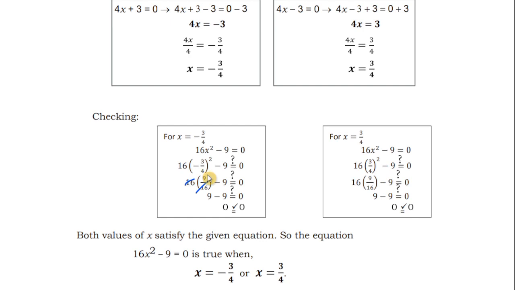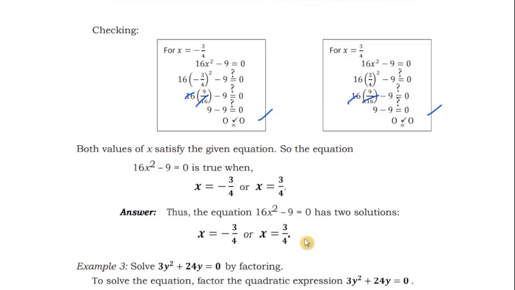Check the other x, replacing x with 3/4. So we have here 3/4 quantity squared times 16. So the square of 3 is 9, the square of 4 is 16. So cancel. We have now 9 minus 9, that is 0. So we could claim now that the value of x in 16x squared minus 9 equals 0 is 3/4 and negative 3/4, the two solutions that we are going to have.